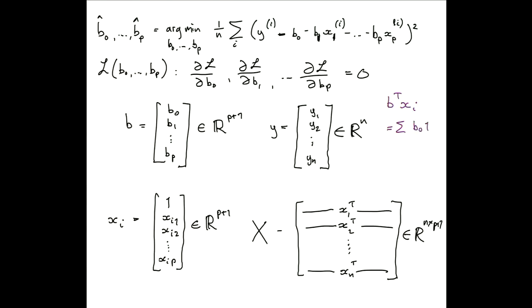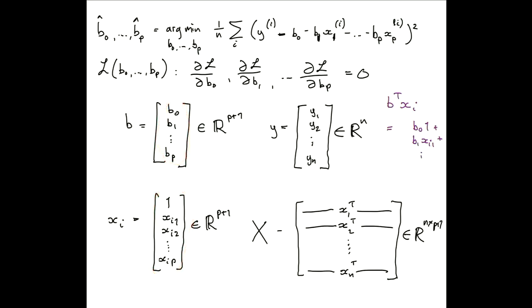Hang on, sorry, let me. B0 times 1 plus B1 times xi1 plus, and so forth, right? All of the elements here times all of the elements here.